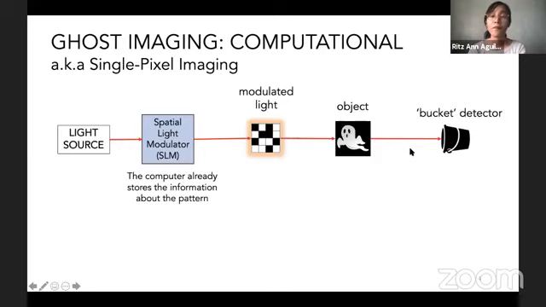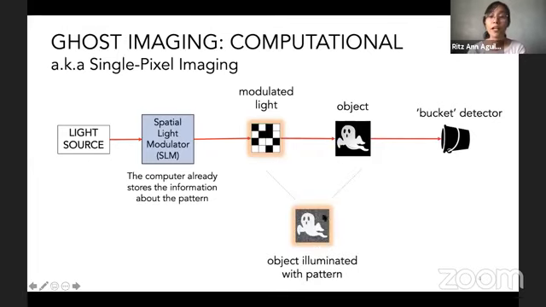And then from the correlations between this modulated light and the signal collected by the bucket detector, you'll be able to form the image of this object. So a ghost image is actually an image that's retrieved using a computational ghost imaging or a single pixel imaging system. So it only needs a single pixel detector and a modulated light source. So those are the only two things that you need.